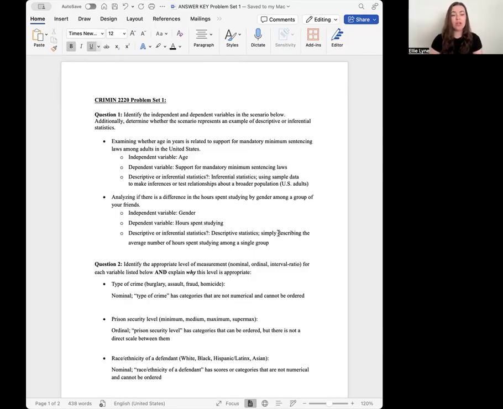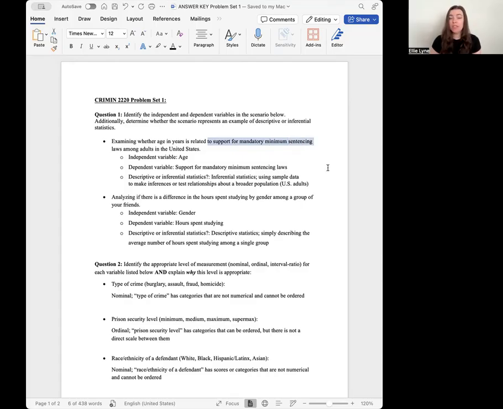And so in this case, our independent variable is always going to be what is possibly exerting an influence on our dependent variable. And so the way I like to think about this, especially when we only have two variables at play, is which one is able to affect the other. And so the two variables we have here are age, measured in years, and then support for mandatory minimum sentencing laws.